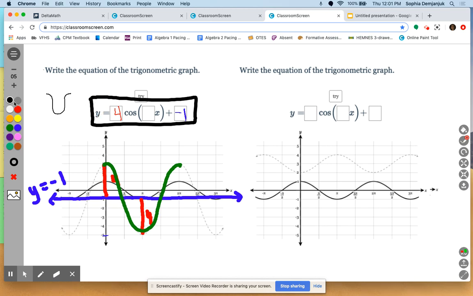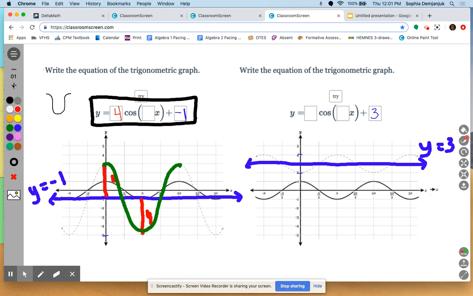And we'll do it again with our last example. We can find the midline. I have a maximum height of 4, a minimum height of 2, so the midline is going to be right in between at 3. That tells me that I'm going to add 3 to the very end.